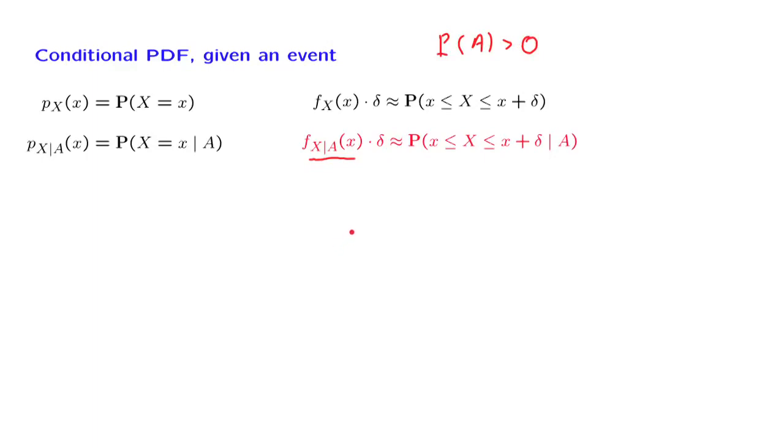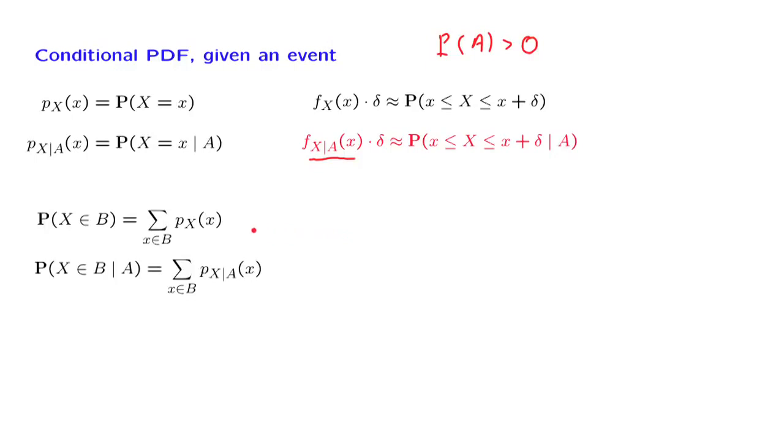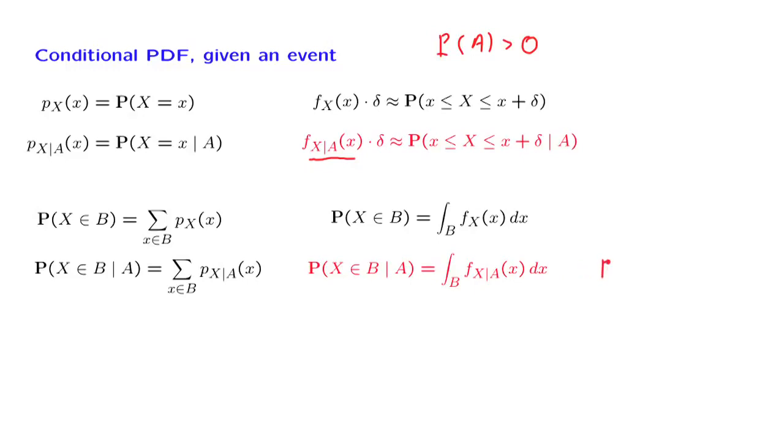Let us now push the analogy further. We can use a PMF to calculate probabilities. The probability that X takes value in a certain set is the sum of the probabilities of all the possible values in that set. And a similar formula is true if we're dealing with a conditional model. Now, in the continuous case, we use a PDF to calculate the probability that X takes values in a certain set. And by analogy, we use a conditional PDF to calculate conditional probabilities. We can take this relation here to be the definition of a conditional PDF.